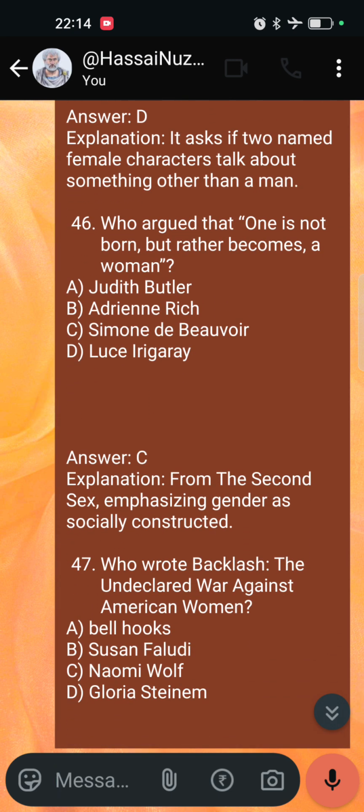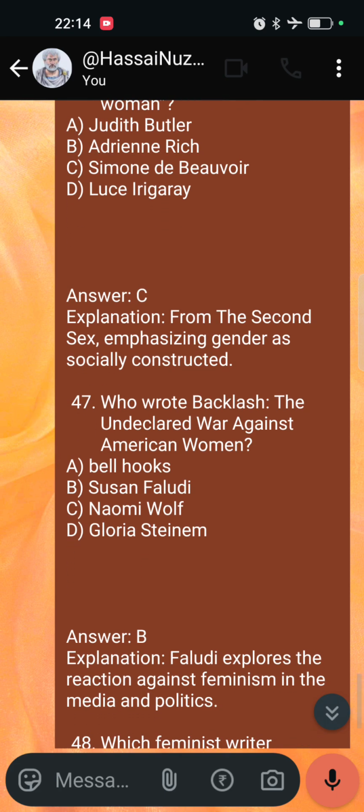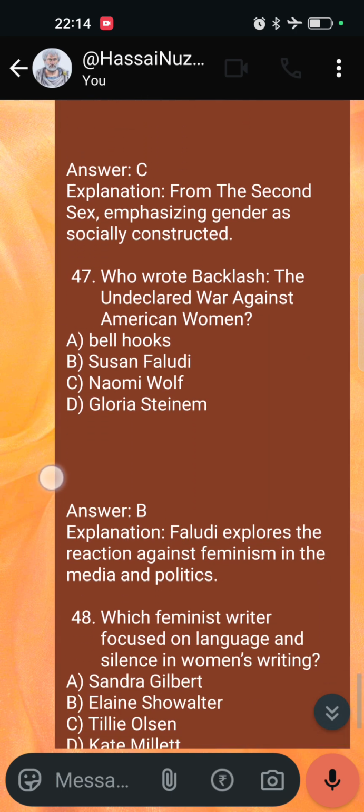47th. Who wrote Backlash: The Undeclared War Against American Women? Answer B. Susan Faludi. Faludi explores the reaction against feminism in the media and politics.